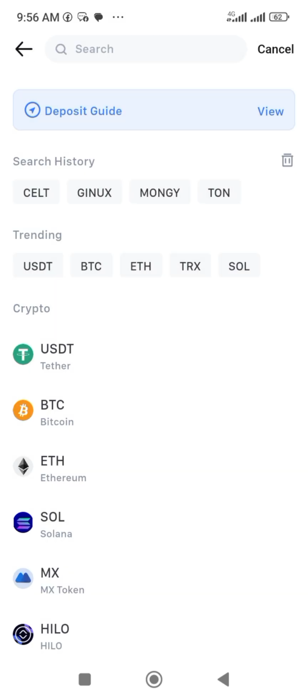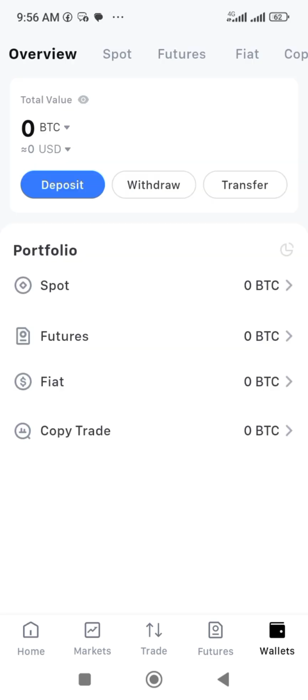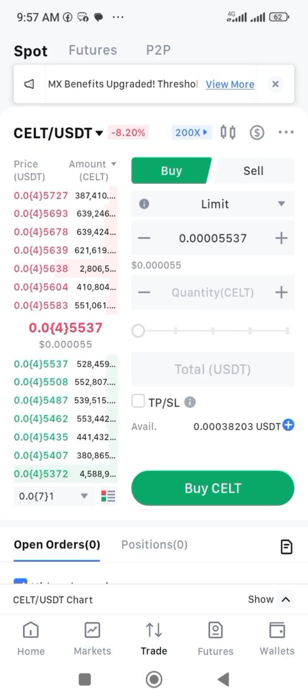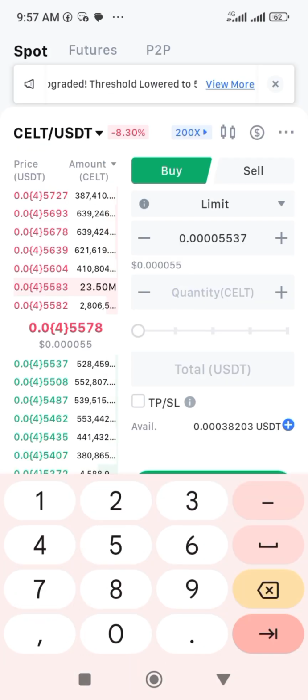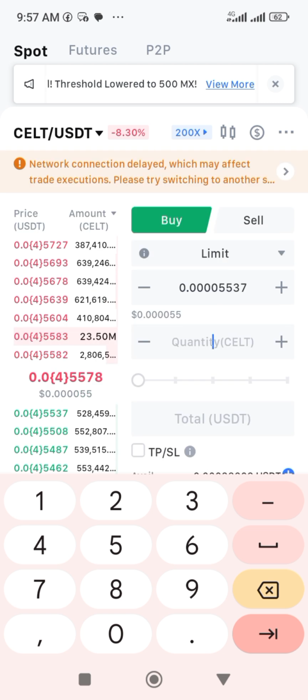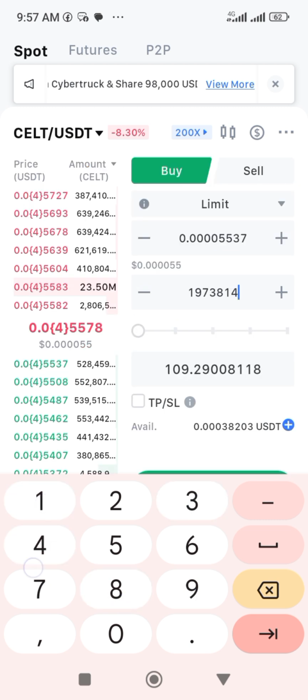Make sure you are operating on limit order, because the market is actually working on limit order right now because there is not much liquidity or volume there. So let's click on here and insert the amount we receive in our Mexi. Assuming we receive 19,73814, you can see we make a profit of $9 with our 100 USDT.